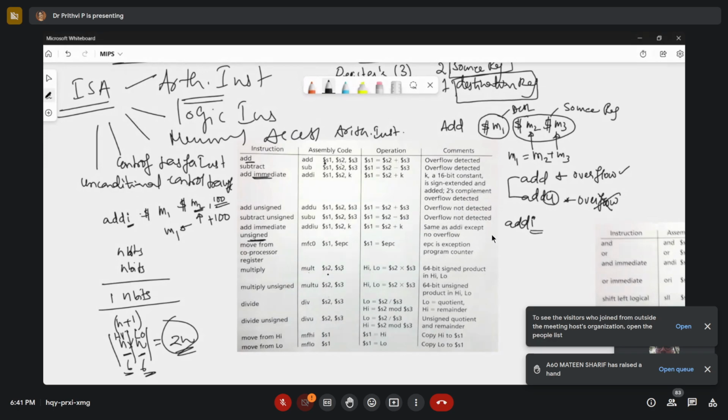Now multiply S2 with S3, meaning the content of S3 will be multiplied with S2, and we are indicating that the lower product value will be going to S3, and the higher product will be going to S2. That means we mention the number of bits, whether lower bits or higher bits, to be occupied at which position, clearly.